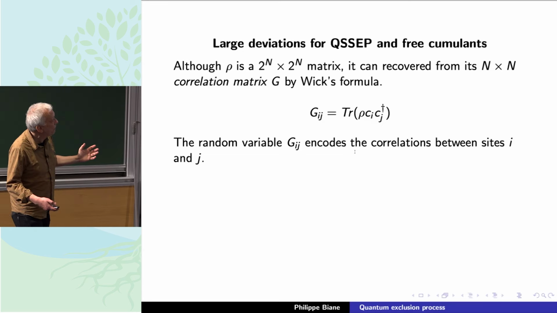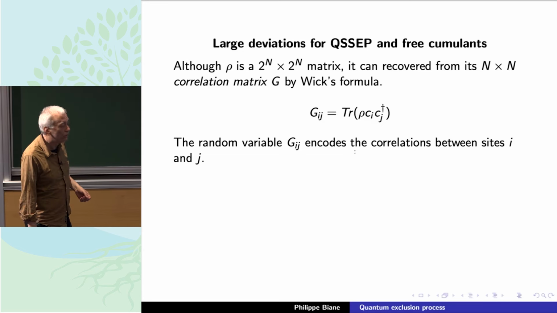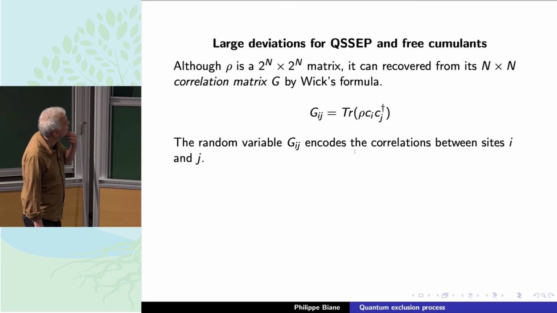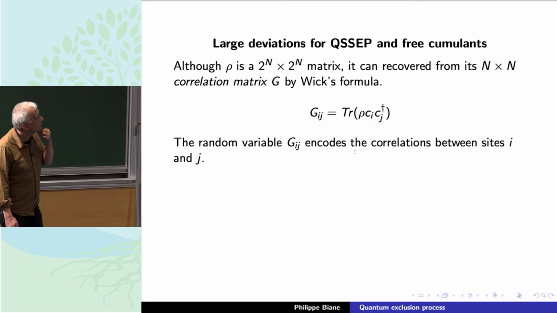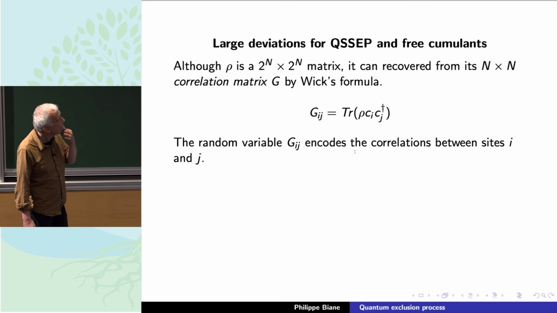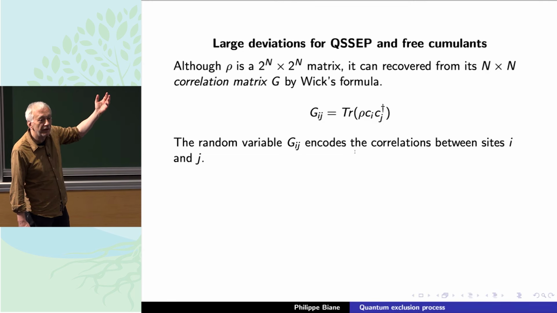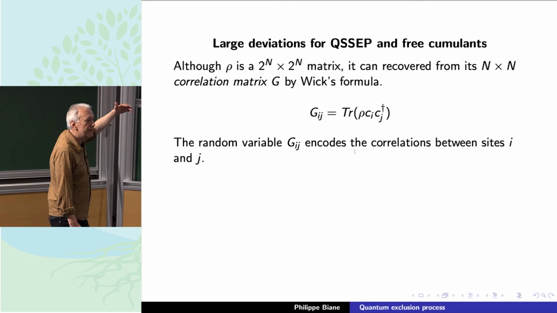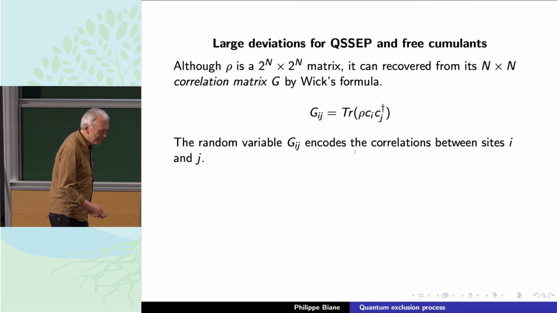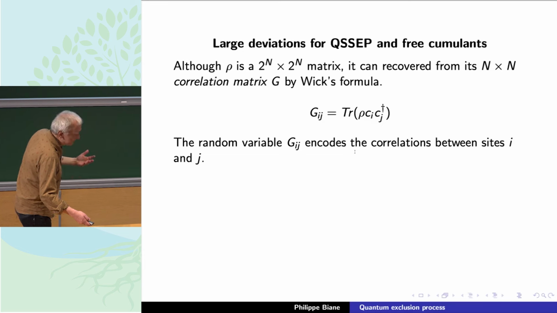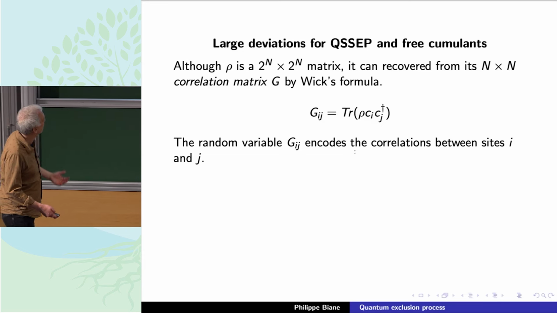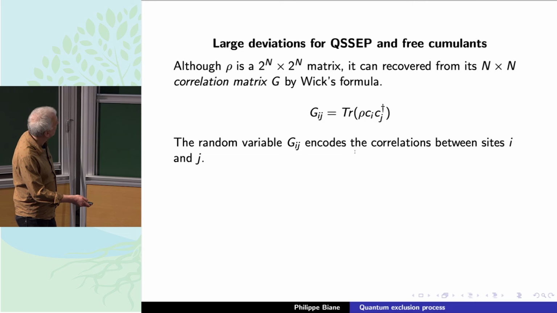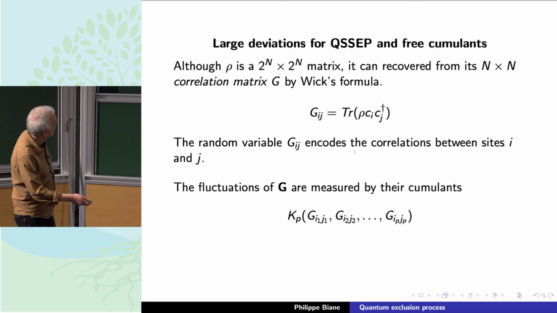Now these random variables Gij form a Hermitian matrix, and they encode the correlations between the site I and the site j. So this is a random variable, but it's not of size 2 to the n. It's of size n, which is of course much smaller. But they contain all the information that you need to reproduce rho in a probabilistic way.